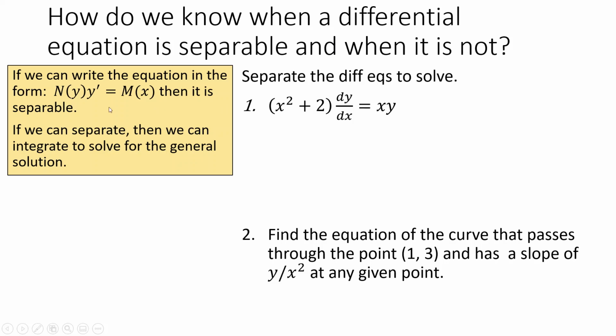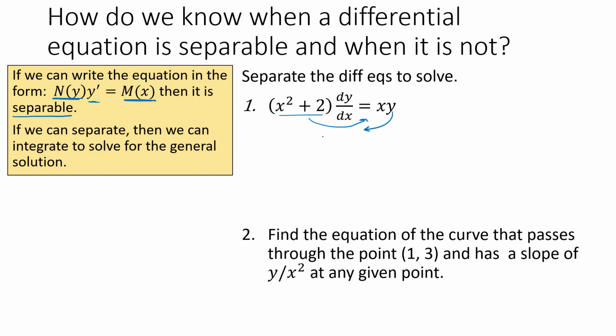All right. If we can write them as all the y guys, everything that has a y on one side with the dy dx, and everything that has an x on the other side, and we'll say m of x here is what we're calling it, then it is separable. We can separate it. And then from here, we can just integrate each side.